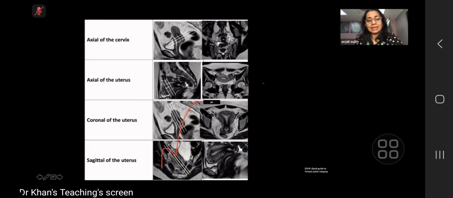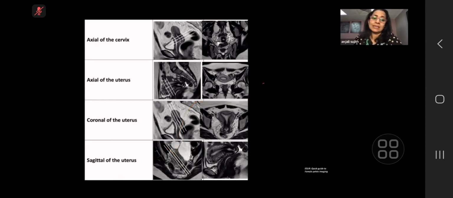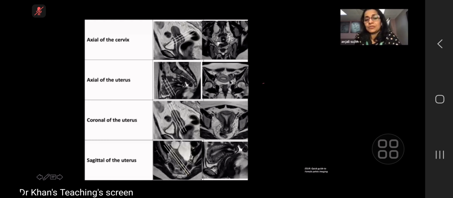Now, while you plan the axials of uterus or cervix in case of CA cervix, it's very important to get the true axial of uterus or true axial of cervix. So how is this planned? In the case of uterus, you have to plan the axial slices perpendicular to the long axis of the endometrial cavity. And that results in the true axial of uterus. And that helps you to see the actual extent into myometrium and parametrial involvement. Same goes true for cervix. The axials are planned perpendicular to the long axis of endocervix. And that gives the true axial of cervix. Okay.